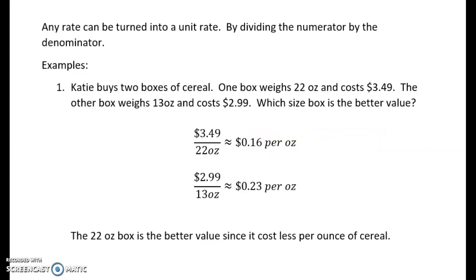For the second size box, it was $2.99 for 13 ounces. So if you buy that box, divide the cost, $2.99, by 13, you're paying about 23 cents per ounce of cereal. So to buy the smaller box, you're actually paying more money per ounce of cereal than if you buy the larger box. So the 13 ounce box is a better value since it costs, oh no, that was right. The 22 ounce box is a better value since it costs less per ounce of cereal. So this was the cheaper one. The 13 ounce, the smaller box, costs more.